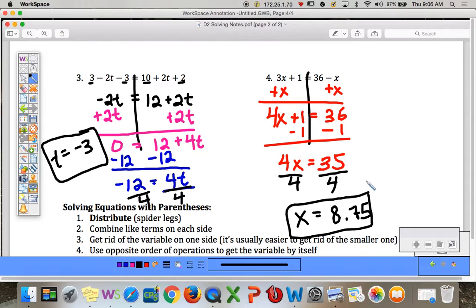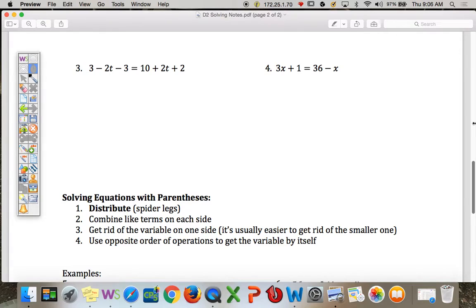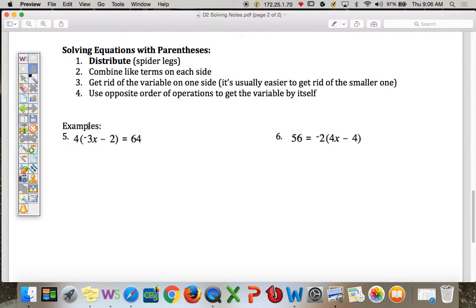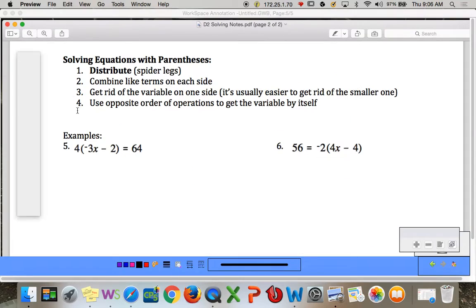All right, our second learning target here is, can we solve equations that have parentheses in them? And there's a few ways to do it. I'll show you the most common way, which kids like to distribute. So we'll do that first. Okay, so the first one right here, first step, distribute, spider legs.